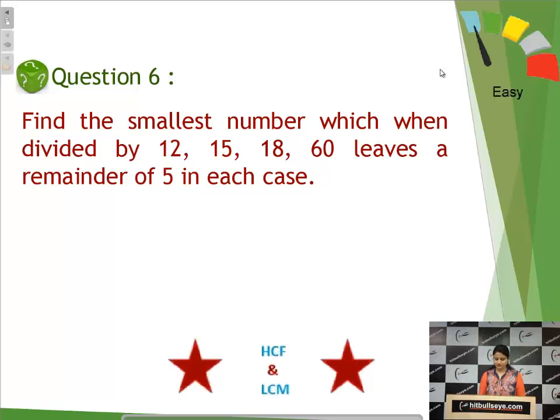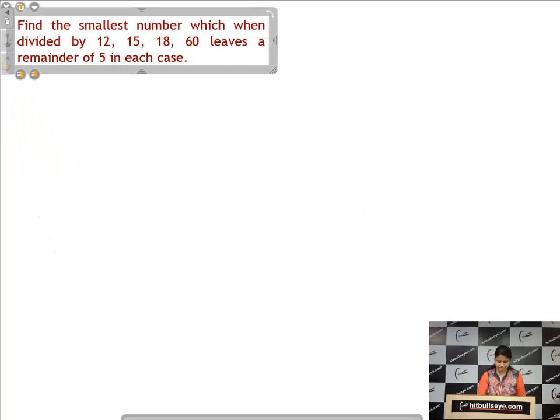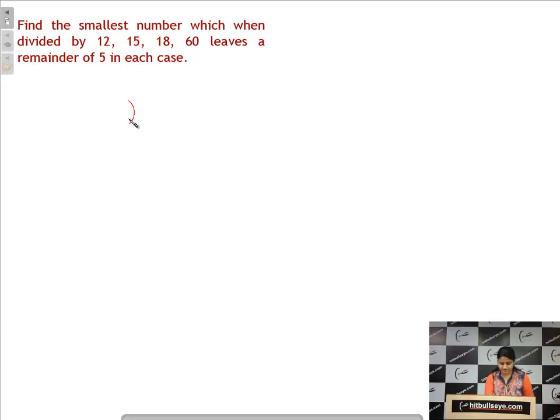Now come to the next question. First of all, we will understand the meaning of this question. It says, find the smallest number which when divided by 12, 15, 18 and 60, let the number be n, remainder should be 5 always. First of all, we will find a number. Instead of taking this remainder, we will take remainder as 0. It means when n is divided by all these numbers, remainder should be 0. That implies n should be a common multiple of these numbers.